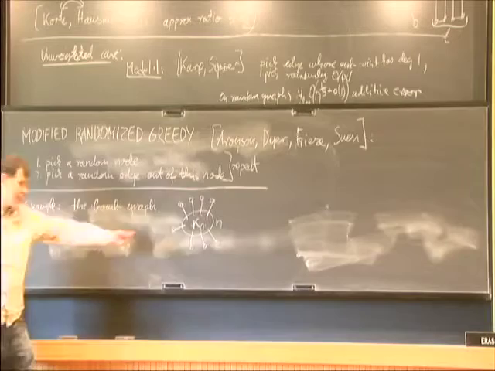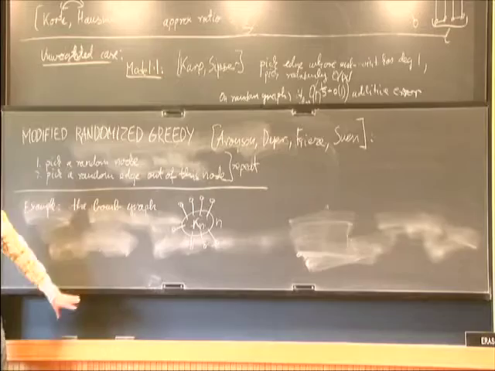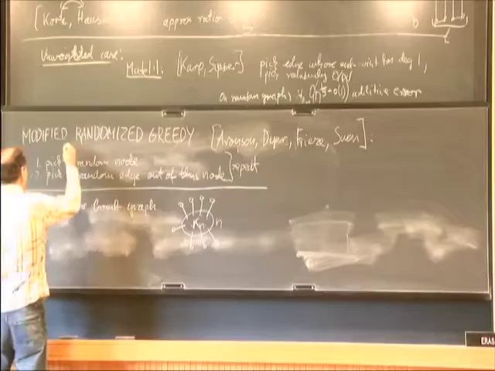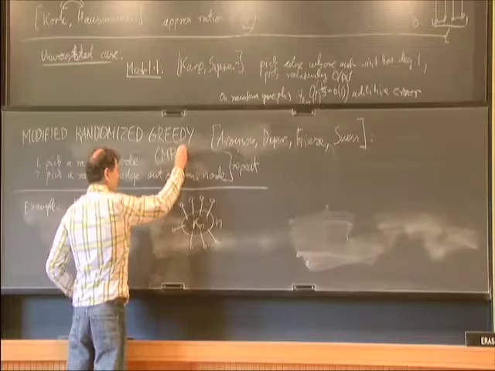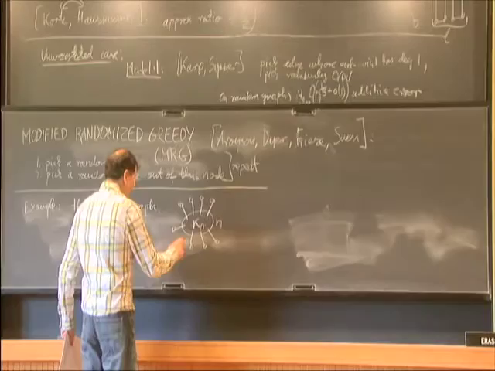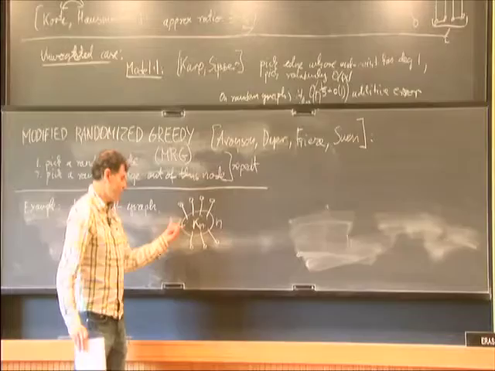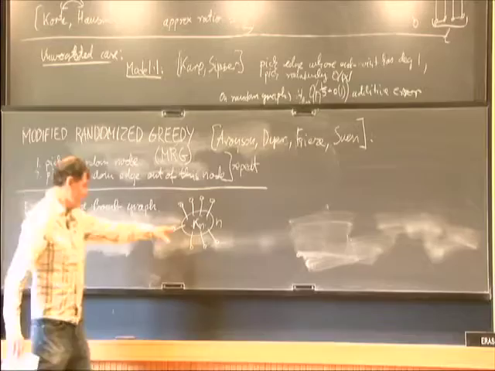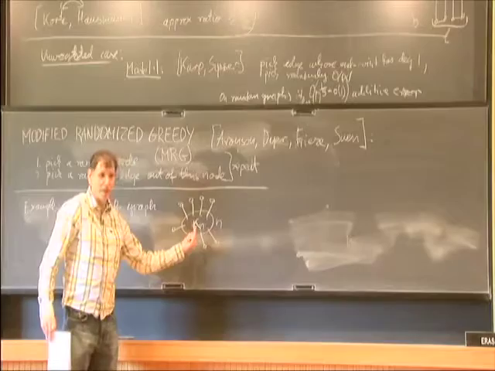So for this graph, let's see how the randomized algorithm, which is called MRG, performs on this graph. What you need to notice is that after every iteration of steps 1 and 2, you get a graph like this with a smaller parameter. However, yeah.